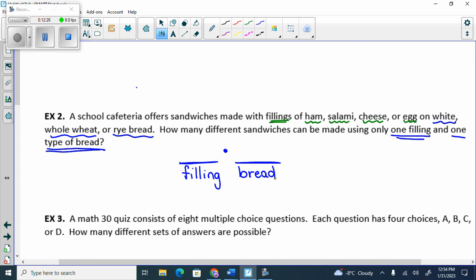All right. How many fillings are there? 4. There are 4. How many types of bread? How many types of sandwiches? Yeah. 4 times 3, which is 12. And you could visualize it as a tree diagram. You have your 4 fillings, boom, boom, boom. Off those 4 fillings, you'd have 3 branches. 12 sandwiches, right? Every single time it's a written response, we're writing some sort of understanding statement. So how many different sandwiches can be made using 1 filling and 1 type of bread? 12 different sandwiches can be made.